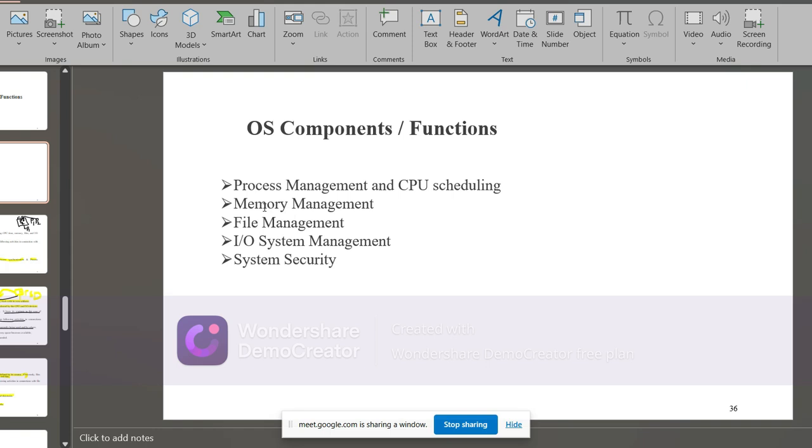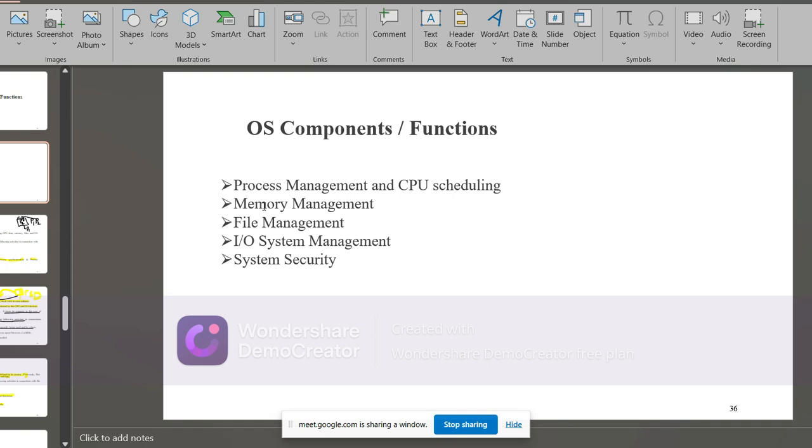The next component of the operating system is memory management. Whatever program is ready for execution, the OS or loader will take that program from the secondary storage and load it into main memory for execution. And if memory is not available in main memory, it allocates some space to the required process and deallocates the space of the unrequired process. That is the task of memory management.